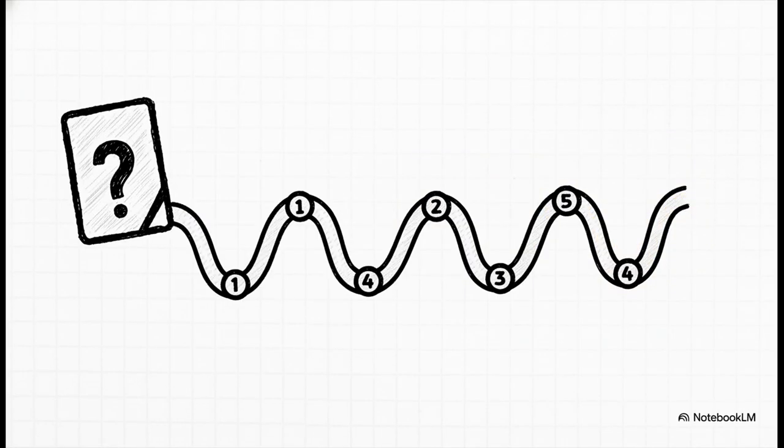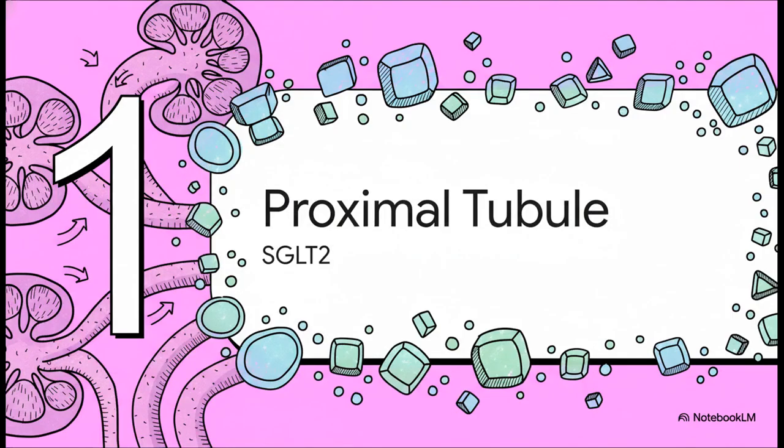Here's how we're going to do it. We're going to take a walk down the nephron, flashcard style. We're going to hit the four most important transporters you absolutely positively have to know. You ready? First up. All right, our first stop is the absolute workhorse of the nephron, the proximal tubule.